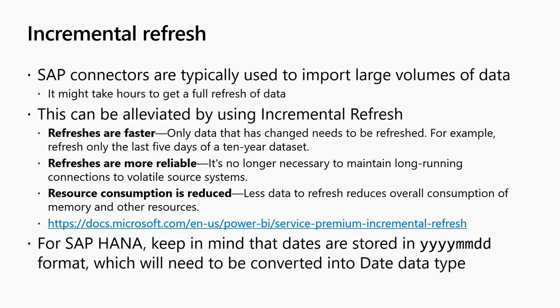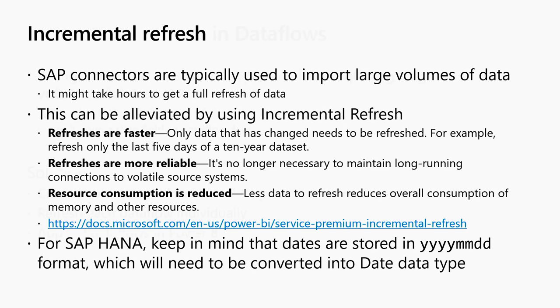So to overcome this, one option is to use incremental refresh. To use incremental refresh, you need to have some kind of date field within your dataset which will identify which records have been updated or created, so it can bring only that delta. Typically in HANA, this data is stored in YYYYMMDD format, and the link there talks you through how to change that into a date field and how to apply incremental refresh.